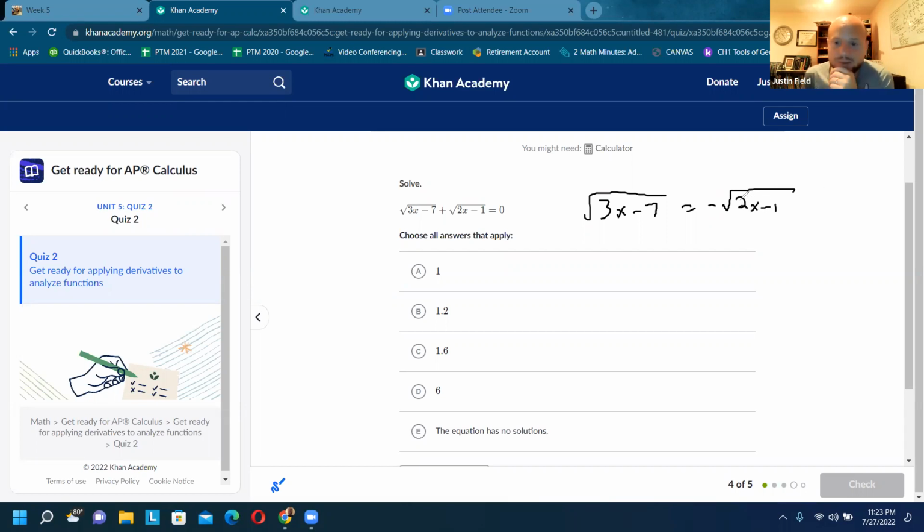Okay. Then we would square both sides. Get 3x minus 7. So I'm thinking, I got to pause this one.